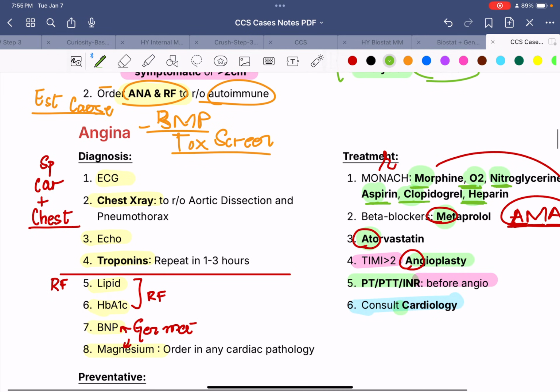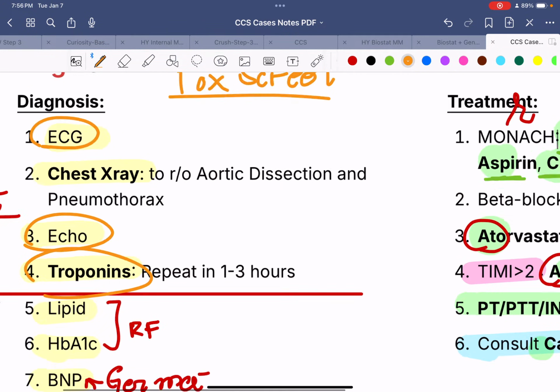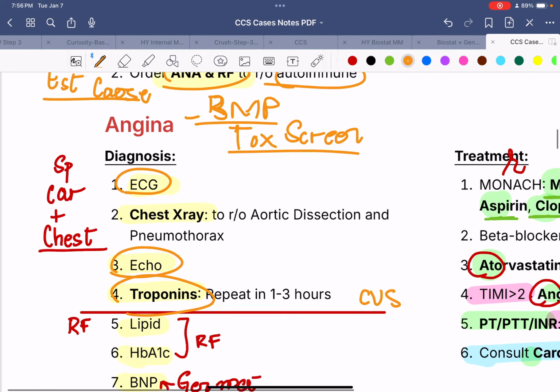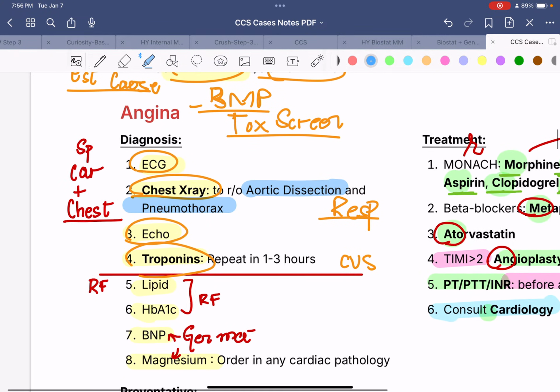So suppose the patient has angina, right? What are the specific things in this situation that you are going to order? The general things that are common to all of the patients that are going to come to you with chest pain are ECG and echo and troponin. These are for the cardiovascular causes, and for the respiratory causes, since the chest pain has these two main things that you have to rule out, you're going to always do a chest x-ray in order to rule out an aortic dissection or pneumothorax, right? So these are the general things. Then there are specific things.